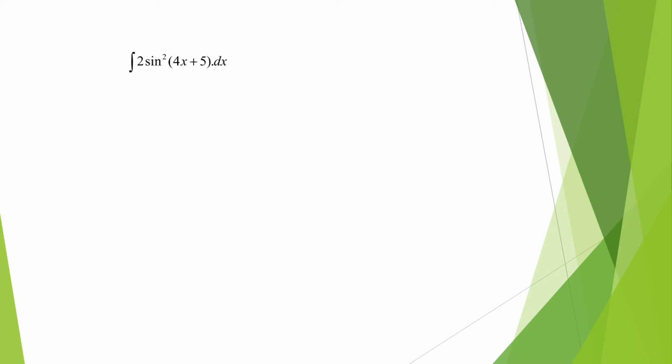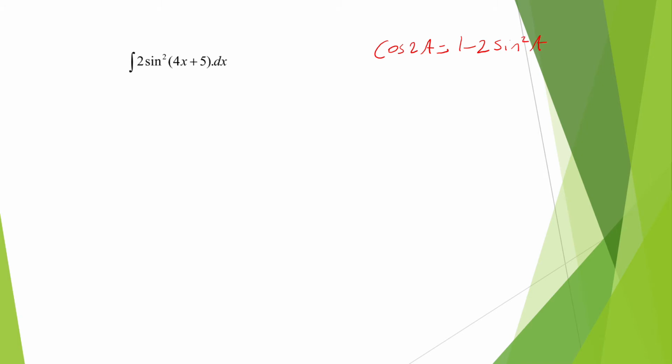The next one, sine square 4x. Now if you look into the integration of the trig functions, there is no sine square. So I can't directly integrate sine square. Therefore, I'm going to use the identities. In the identities, if you look into page 4 right at the bottom with the double angle identity, there is this identity here, cosine 2a equals 1 minus 2 sine square a.